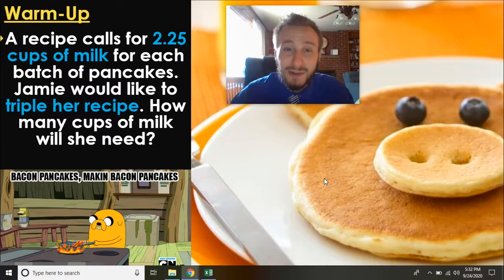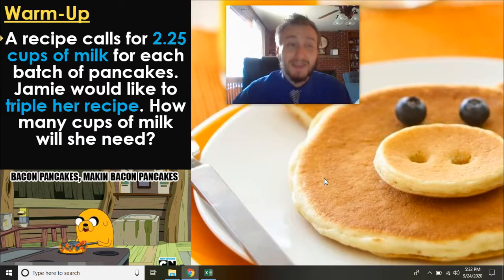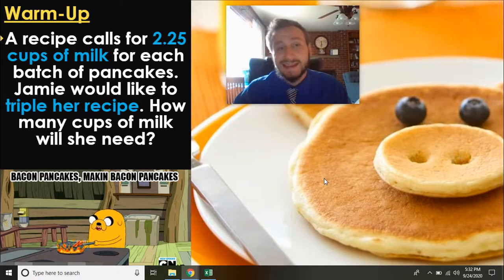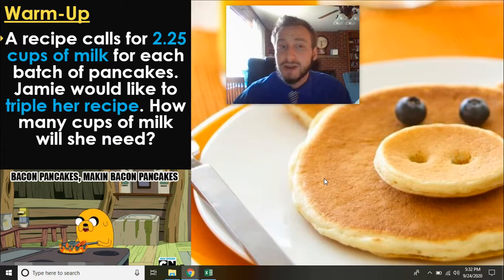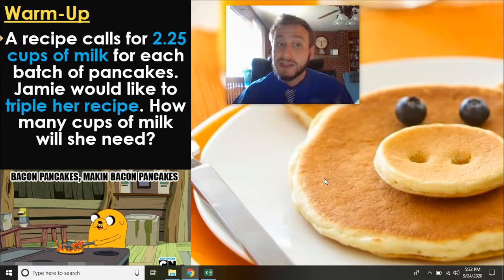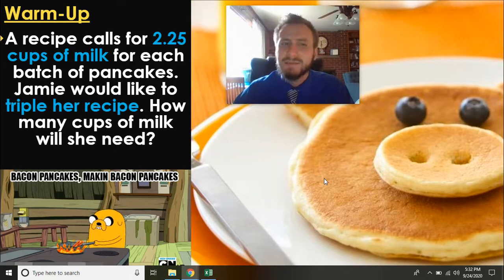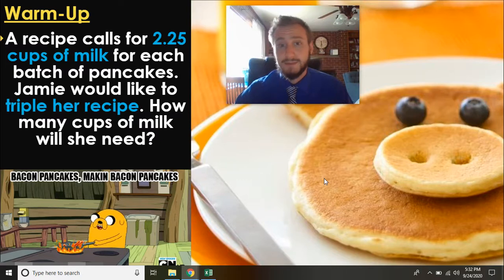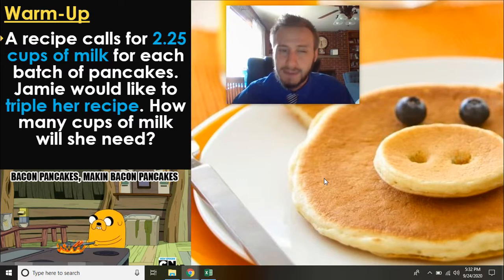As always, here we're going to start with a warm-up. Our warm-up today says a recipe calls for 2.25, so 2 and 25 hundredths cups of milk for each batch of pancakes. Jamie would like to triple her recipe. How many cups of milk will she need?